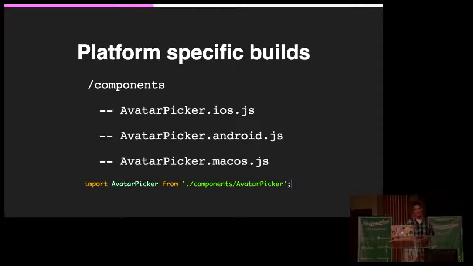React Native uses ES2015 plus some newer features. So you're going to be importing your code like you would in ES2015. In this case, I'm importing Avatar Picker, this component. And on my file system, I actually have avatarpicker.ios, avatarpicker.android, and avatarpicker.macOS. So when I run my React Native build, it's just going to automatically choose the correct module for my platform. And it's just going to be there. So there's no runtime checking required.